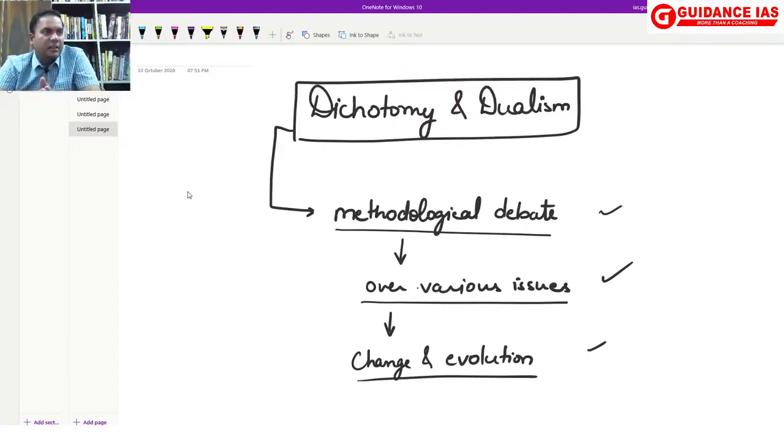And we are saying that in geography, this dichotomy and dualism has been lying in its subject matter, its approach and its methodology. Now next we'll write, change the paragraph. Normally the terms dichotomy and dualism have been used interchangeably in geography.